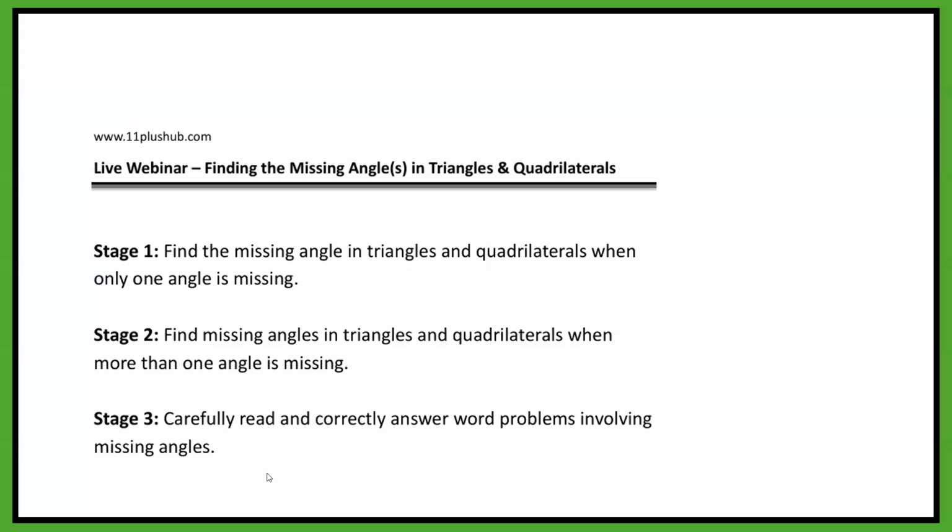So stage one, what we're going to do is find a missing angle in triangles and quadrilaterals when only one angle is missing. Stage two, we're going to find missing angles in triangles and quadrilaterals when more than one angle is missing. And stage three, we're going to carefully read and correctly answer word problems involving missing angles.